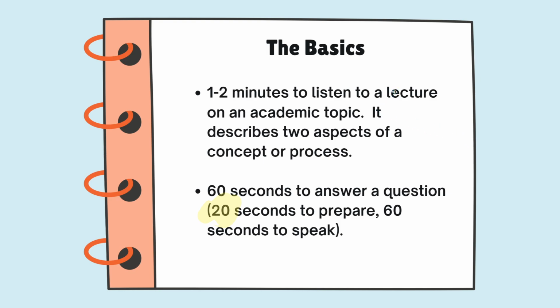So first of all, we'll get started with the basics. And actually, this question's a little bit easier to understand than the other integrated questions because there's not much going on here. Basically, you'll spend 1 or 2 minutes listening to a lecture about an academic topic. And that lecture is going to describe 2 aspects of some concept or process. And don't worry, I'll explain a bit more about what that means in just a moment. After that, you'll spend 60 seconds answering a question. You'll have 20 seconds preparing your answer, and then you'll speak for 1 minute. I've highlighted the 20 here because that's a little bit less preparation time than in the other integrated speaking questions.